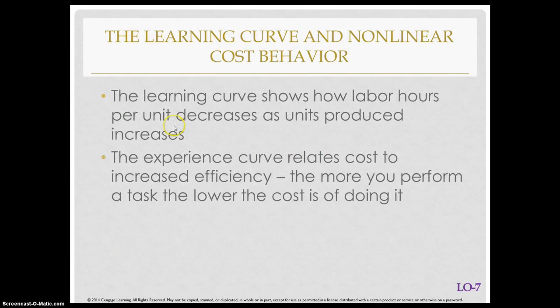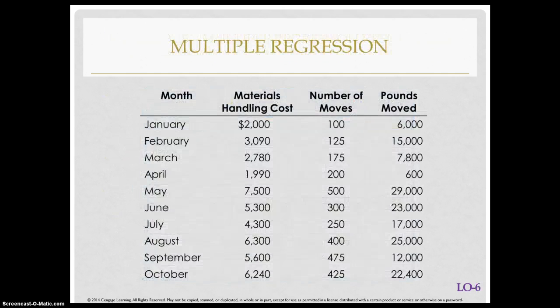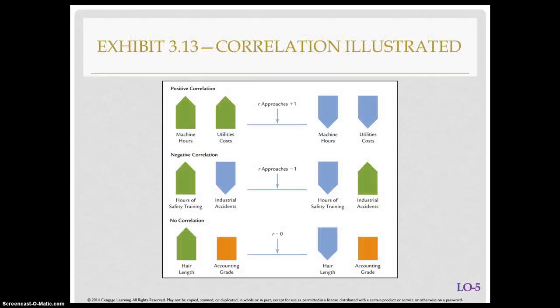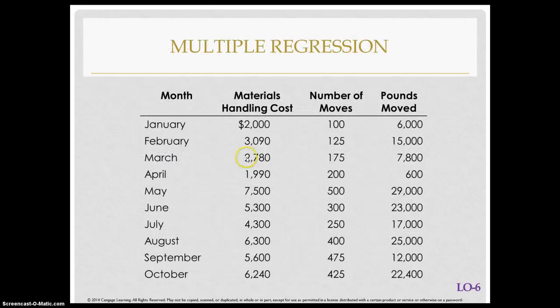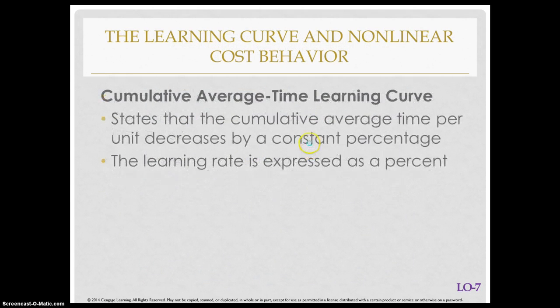The learning curve shows how labor hours per unit decreases as units produced increases. The experience curve relates to cost increase efficiency. The more you perform a task, the lower the cost of doing it. So if we go back to our table here, we see machine hours and utilities, hours of safety training to industrial accidents. So that's what we're talking about here with our learning curve and our experience curve.